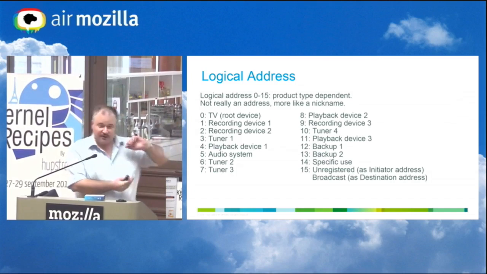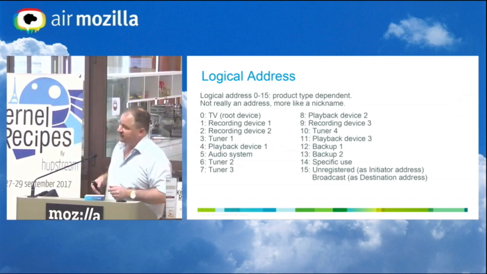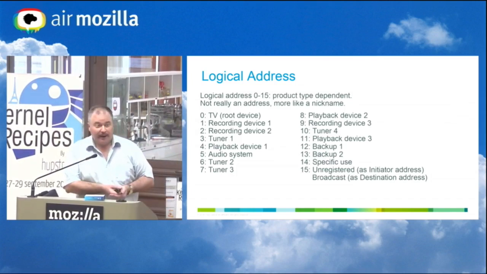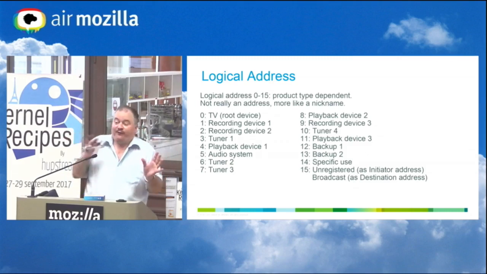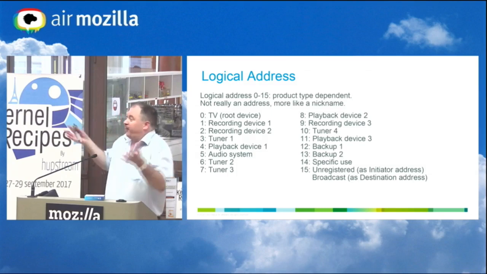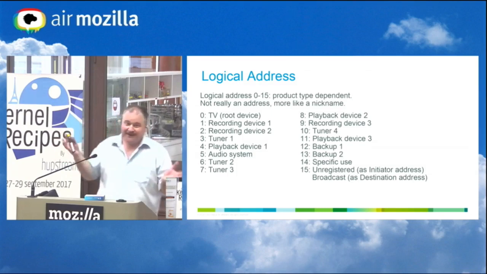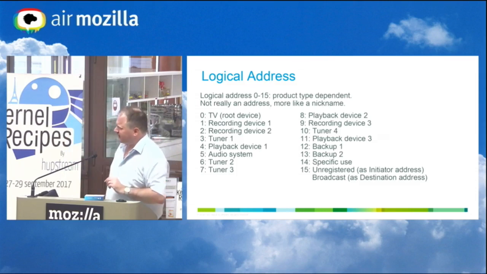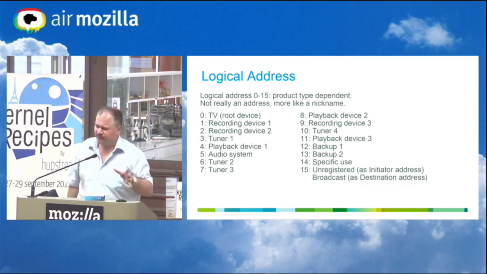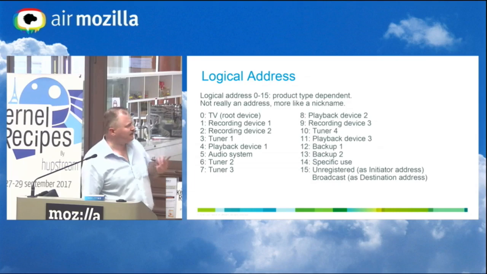12 and 13, in all the revisions, were marked reserved. In the latest CEC 2.0, they say it's a backup device. So if you can't get anything else, get one of it. It can't get any worse. 14 is a weird one. Apparently, you can use it for a second TV. I never quite understood how that works out.